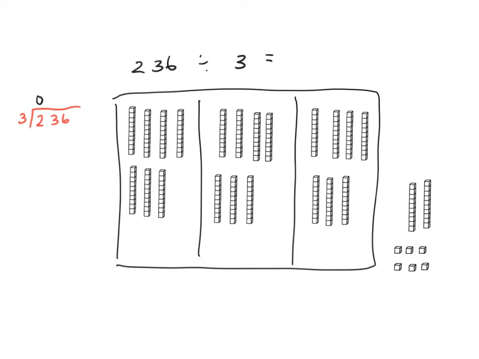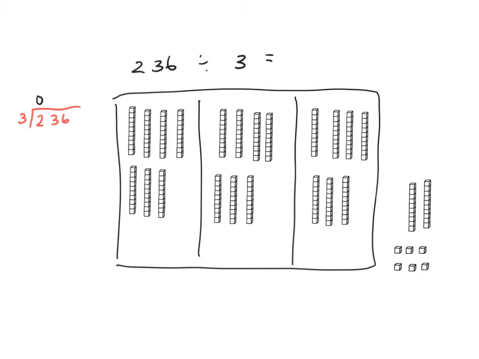And at this point, if I tried to share these last 2, if I gave one to this one and then one to this one, I wouldn't have any for this group. Right now, every group has an equal number of longs, 1, 2, 3, 4, 5, 6, 7 in each group. So I'm at the point where I'm going to have to do some more regrouping.